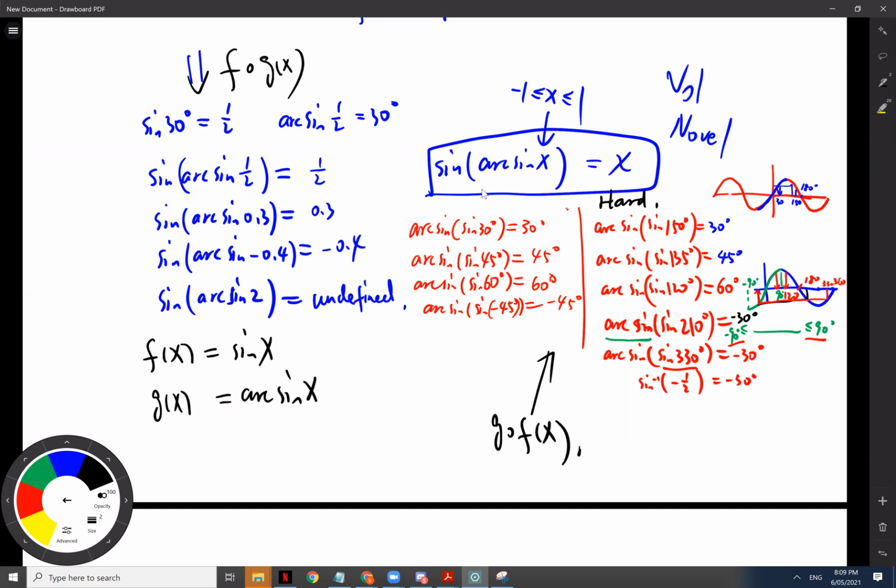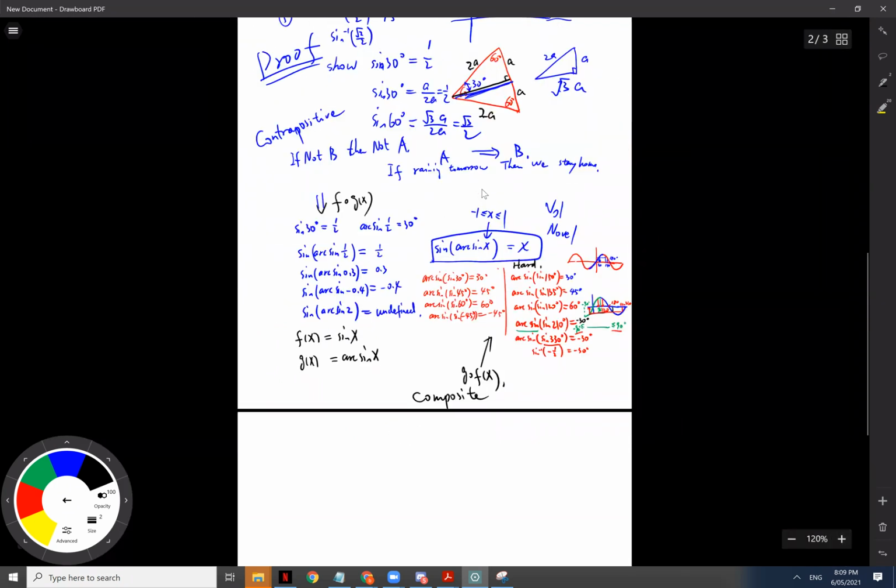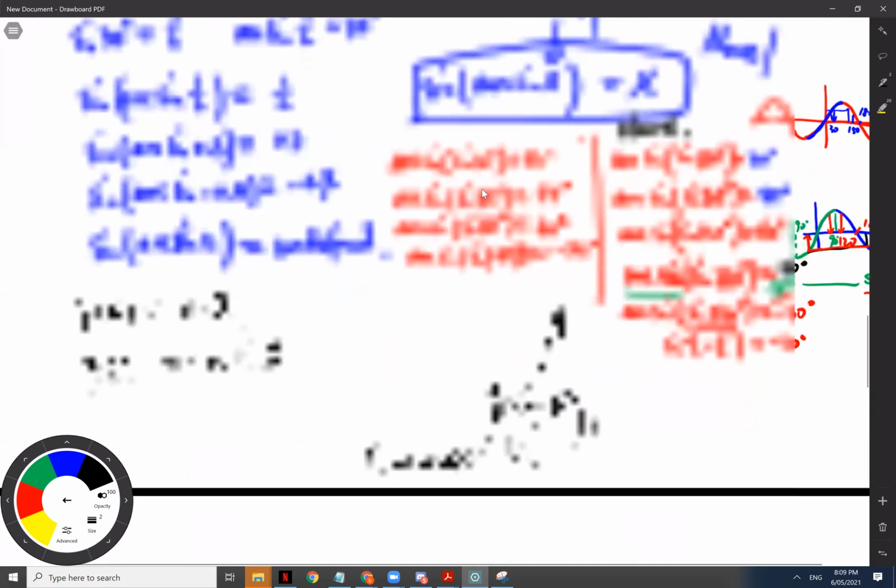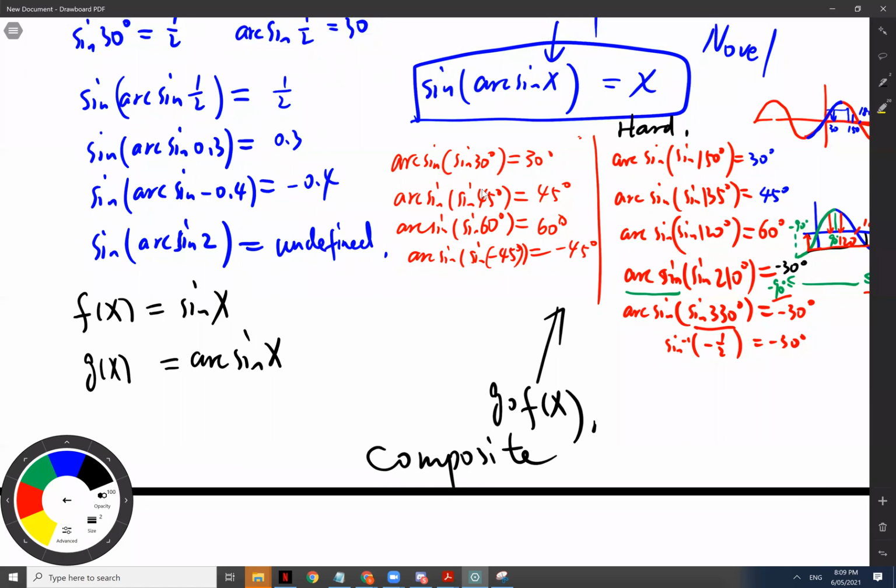Either you learn composite function. Okay, composite function. How do you spell composite, Eden? Is this the correct spelling? Okay, composite function.